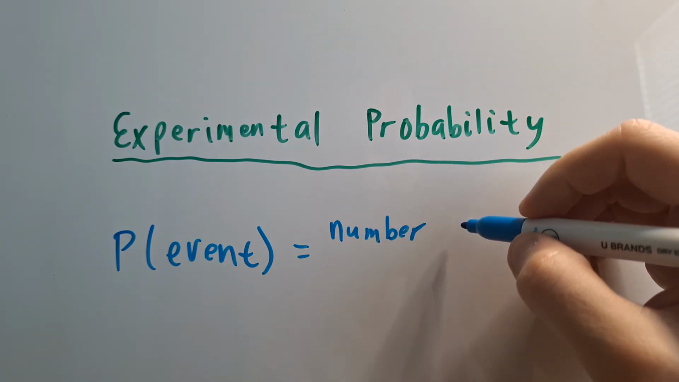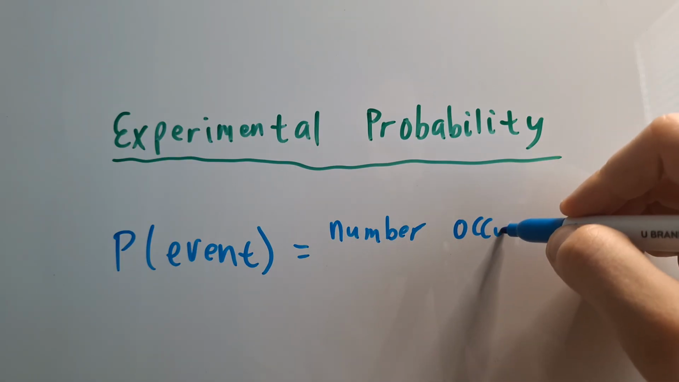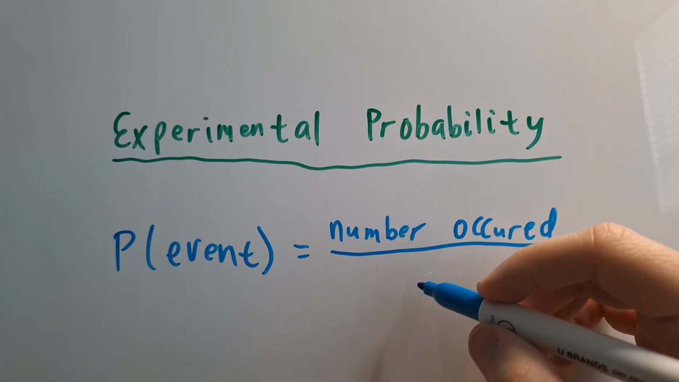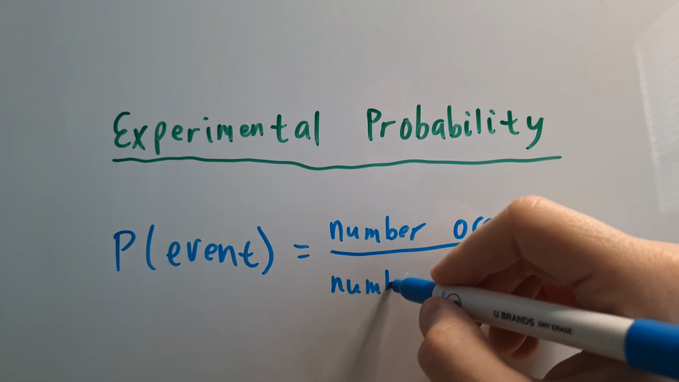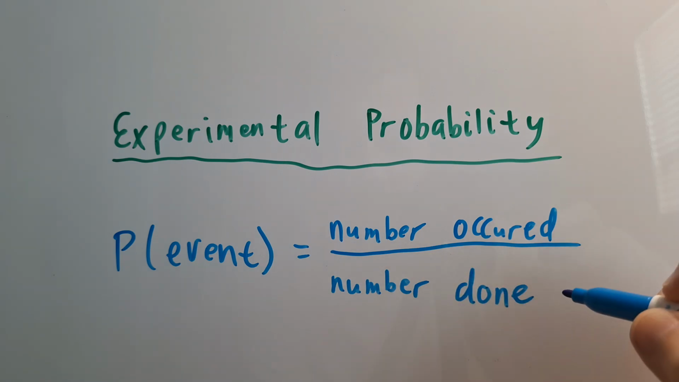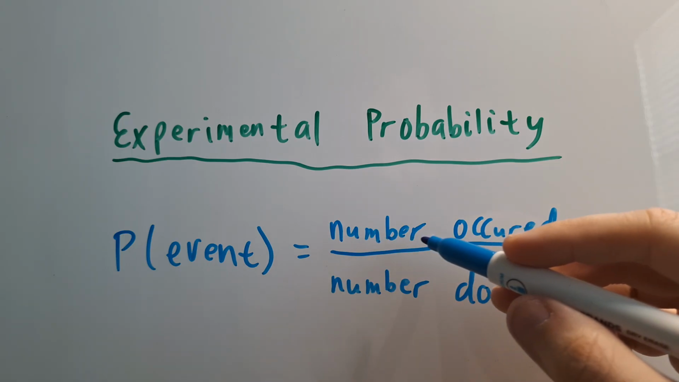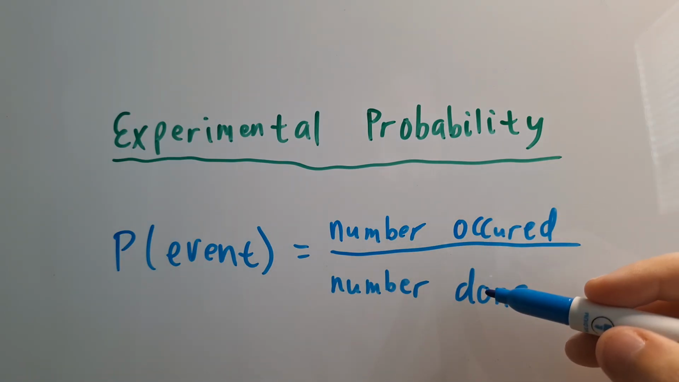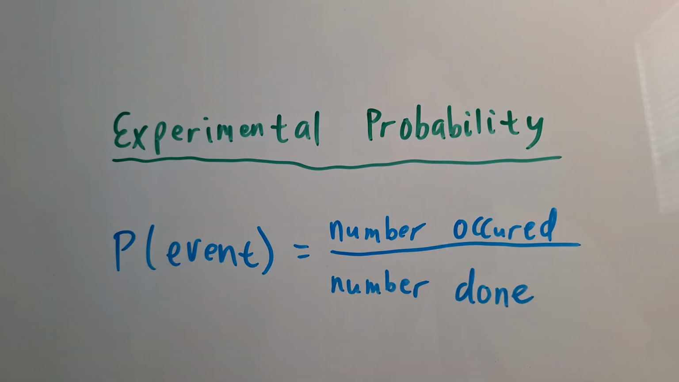The number of times that the event occurs over the number of times that the experiment was done. The ratio of the number of times an event actually happens or occurs to the number of times that the experiment is done. Let's take a look at an example.